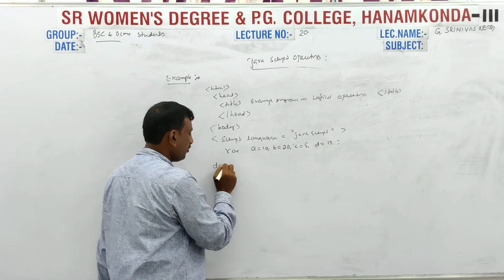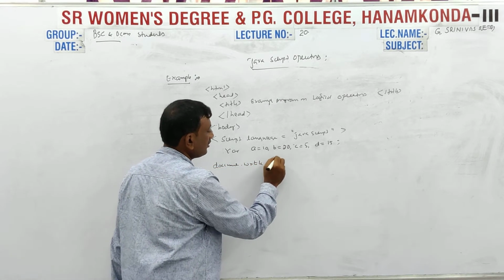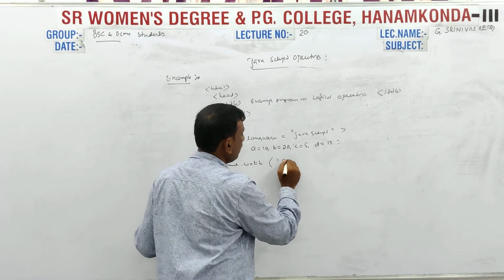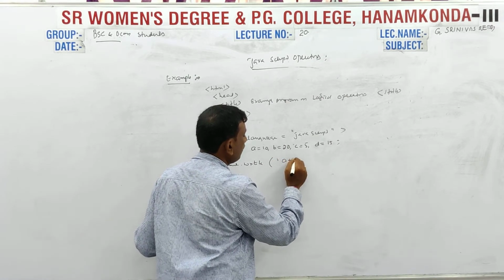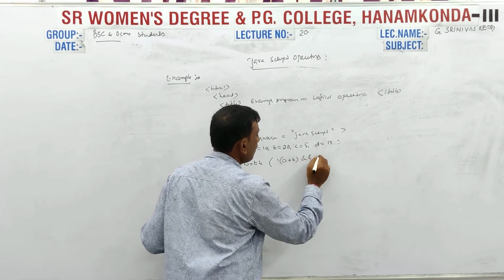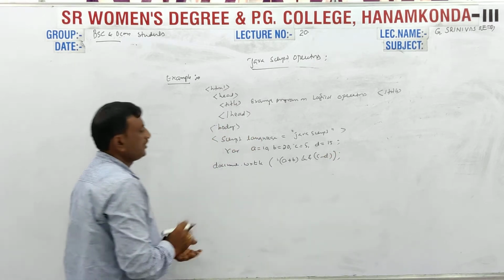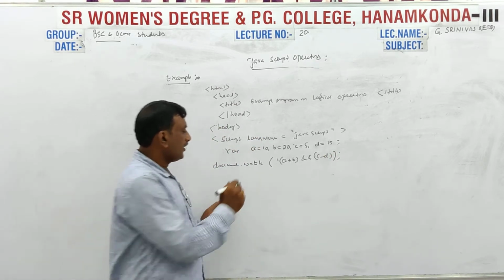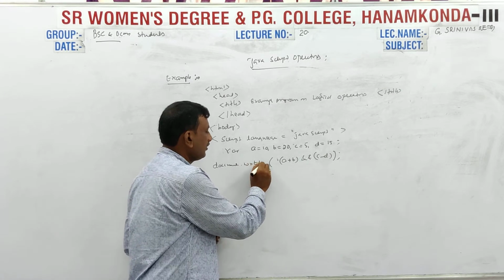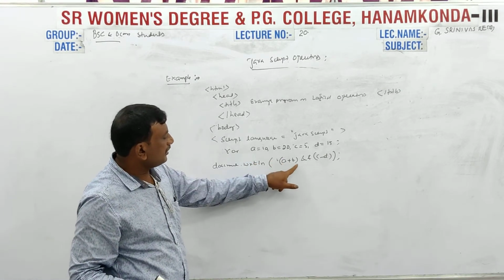Next you can write document dot writeln. These are the three ways: a plus b, c minus d. Depending on the values, writeln a plus b. A plus b means 10 plus 20, 30.